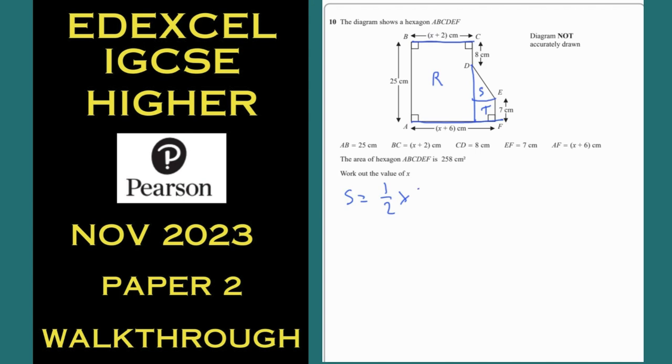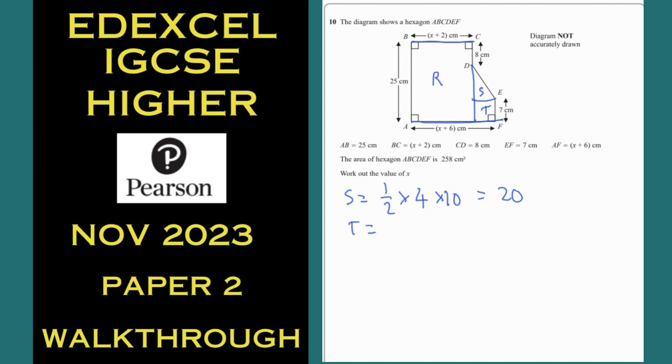The difference is 4. We do a similar thing vertically. It's 25 top to bottom. We subtract the 8 and the 7. So the height of the triangle is 10. In other words, S is 20.